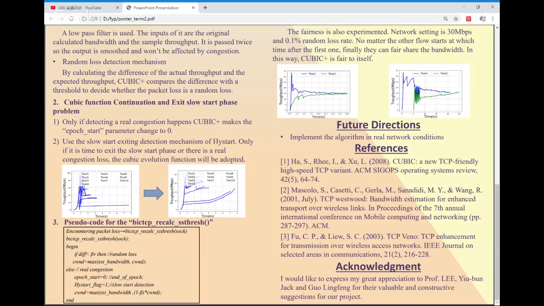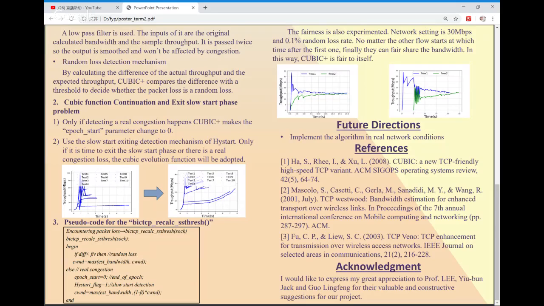First, I want to mention that in the original cubic, every time it encounters packet loss, there will start a new epoch of the cubic function. Since I have changed the return value of the congestion window, it also changed the input of the cubic function. So it will not start from the lower point of the cubic function. It will just start from the middle point of the cubic function. So it will be very flat.